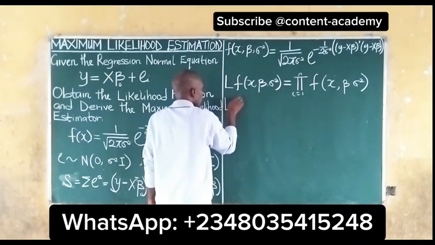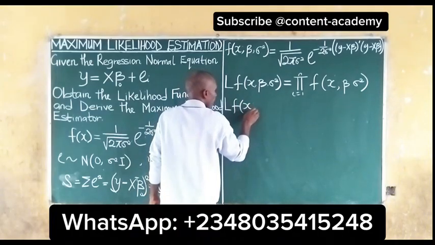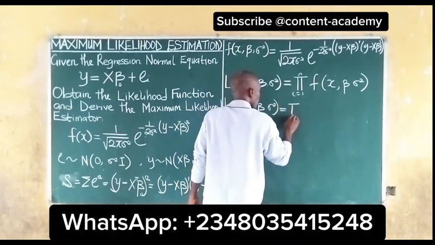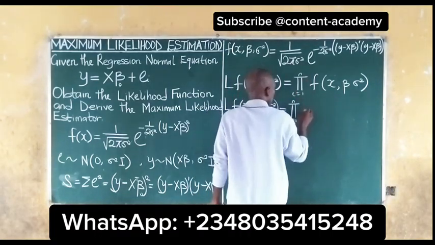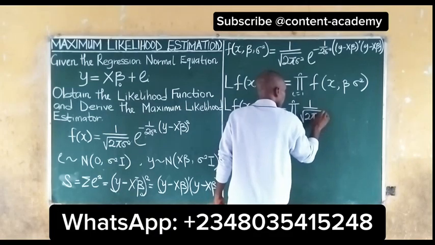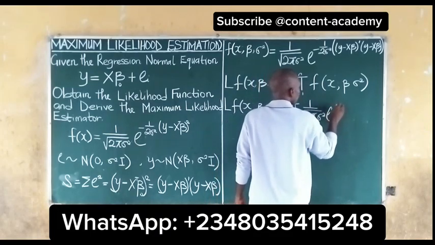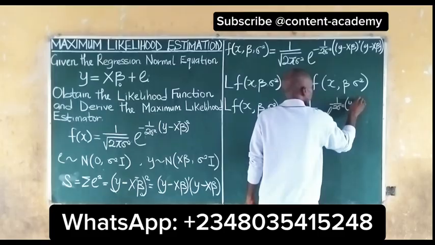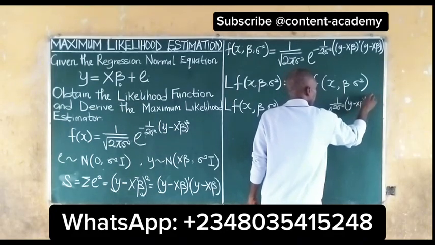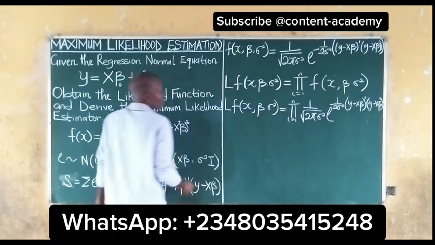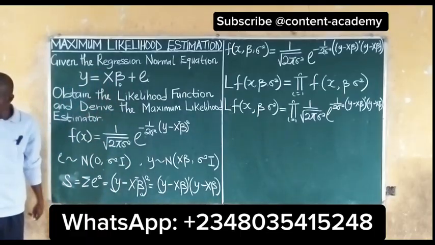We can easily write our likelihood function to be equal to the product sum as i running from 1 to n. Now we put this 1 all over square root of 2 pi sigma squared, exponential negative 1 all over 2 sigma squared into y minus xb prime, then y minus xb, which is gotten from the regression equation. So that is what we get.